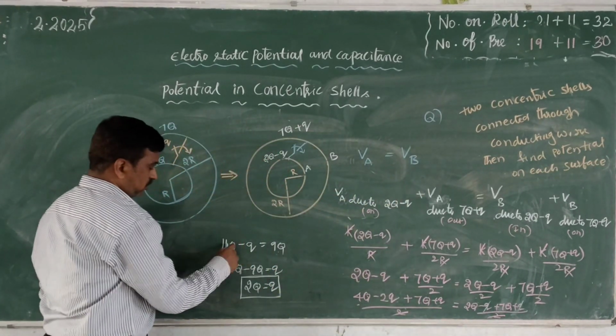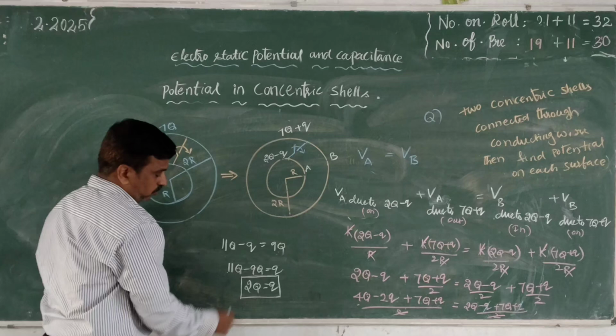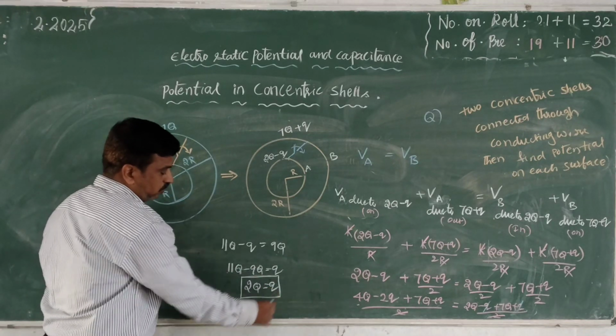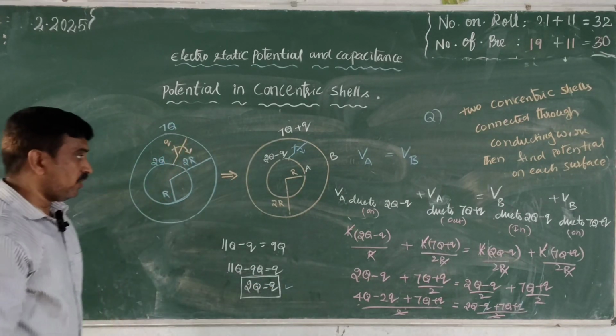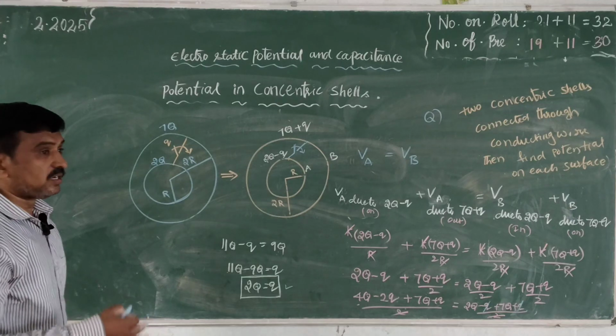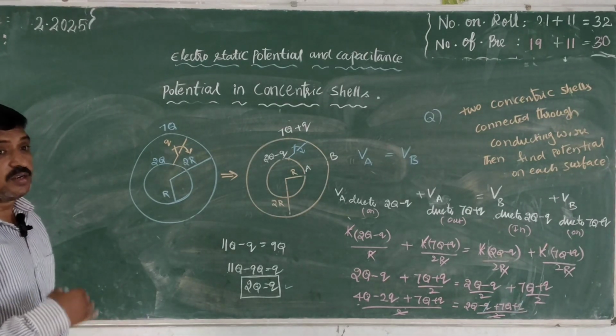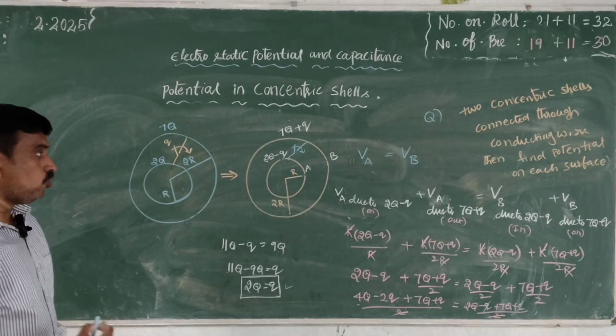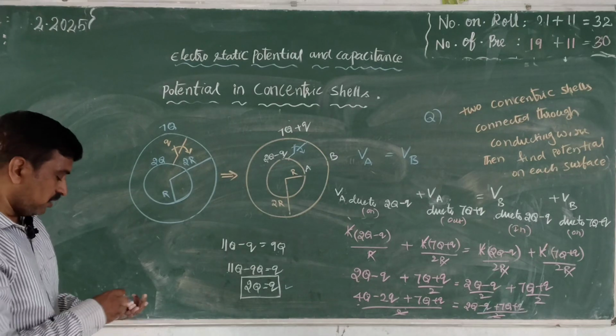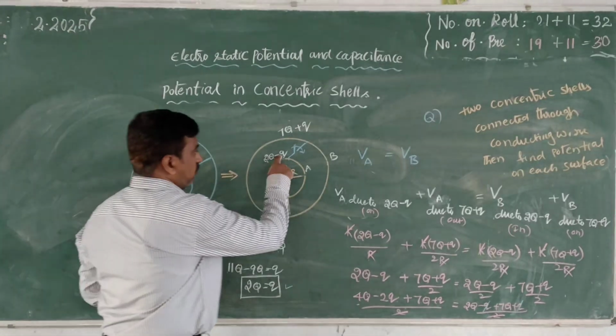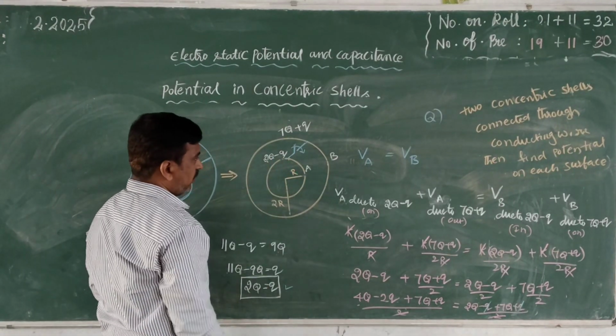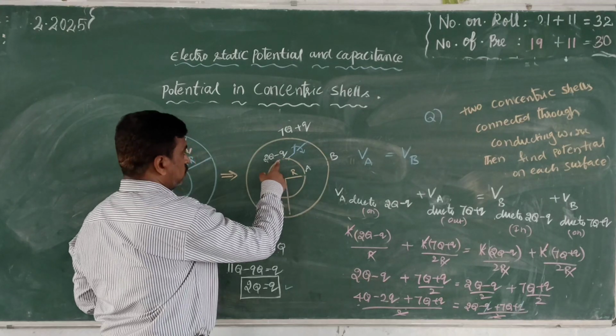See, 9q changes to here: 11q minus 9q equals 2q, that is equal to q. What is the charge? Charge is transferred while connecting the concentric cells with the conducting wire, so q equals 2q. What is the charge now here? Small q is 2q now. What can we write here? 2q minus 2q, 0 charge here.